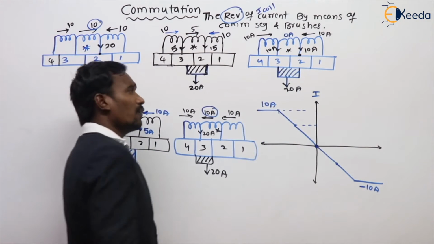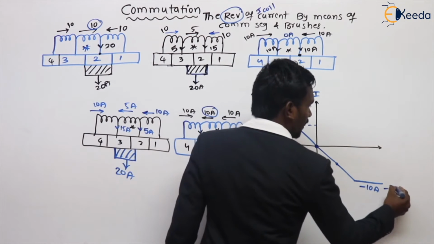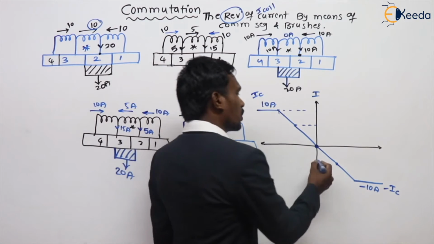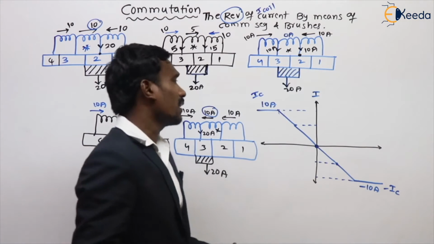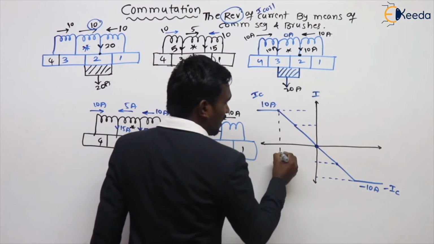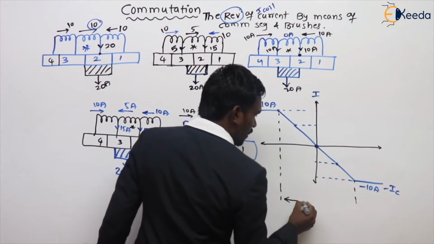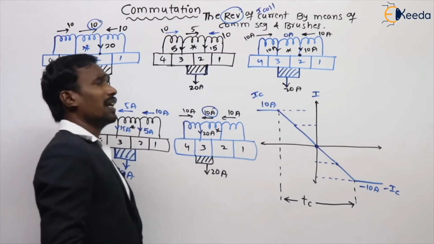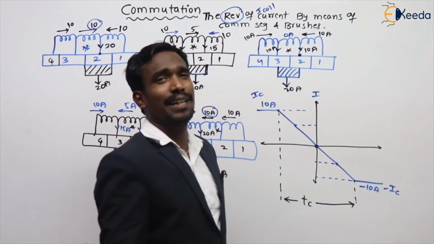Reversal of current. For example, this is the coil current IC. This is the negative direction of coil current, minus IC. This process is called commutation. The time taken for reversal of current is called the commutation time period. What is that? The time taken for reversal of current from IC to minus IC is called the commutation time period.